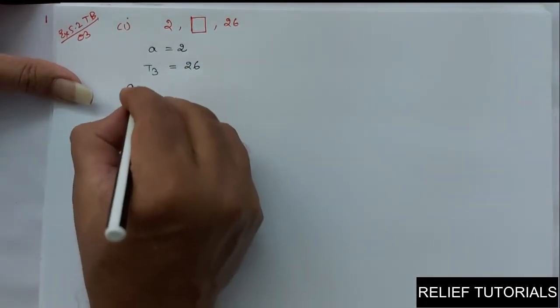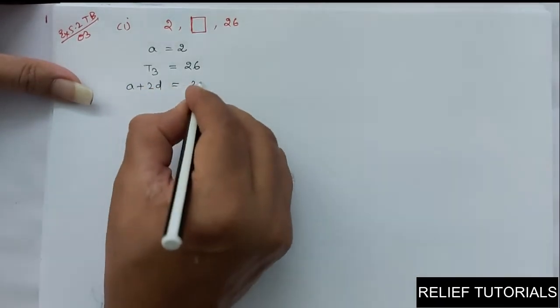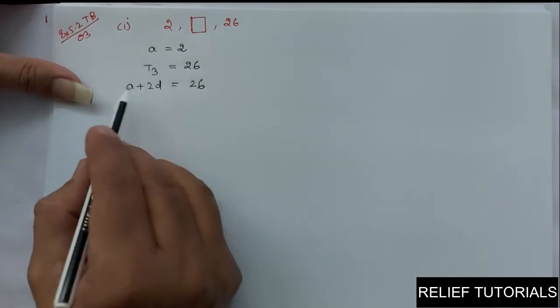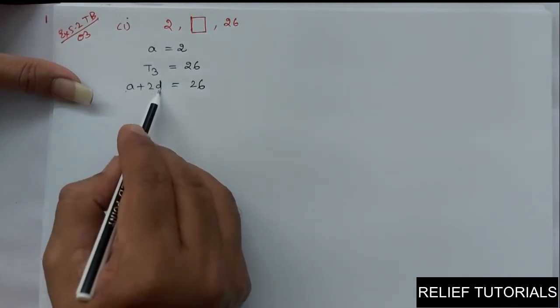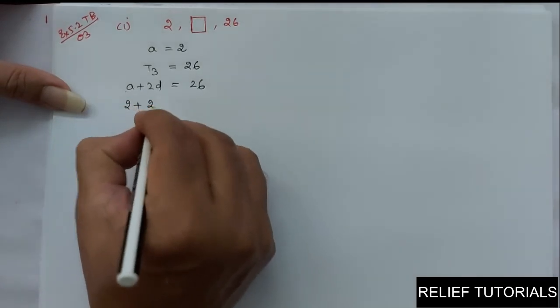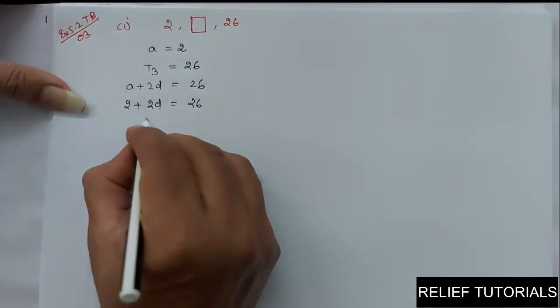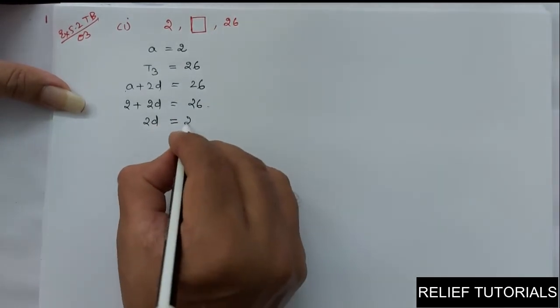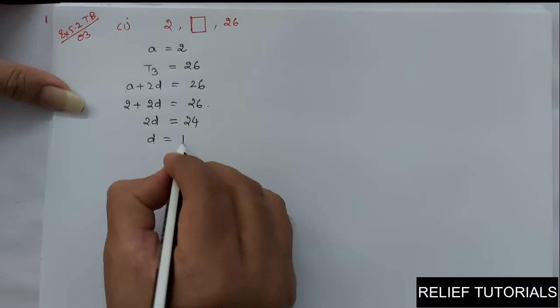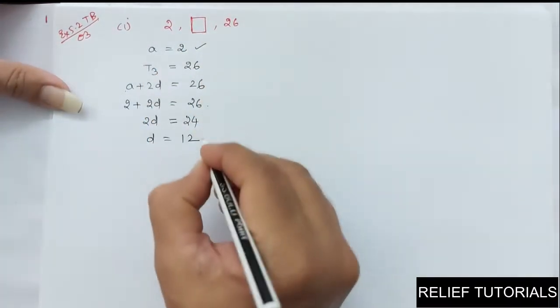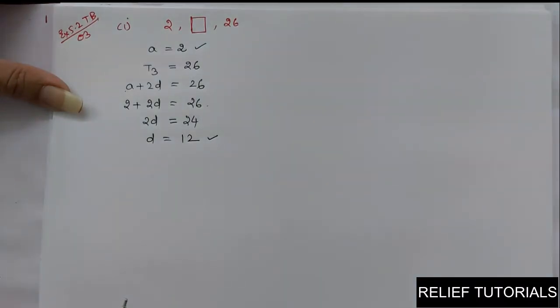T3 means A plus 2D is equal to 26. Two values are unknown here, A and D, but you have A. So you put in A as 2, and only one value will be unknown, D. So you can find D. Now 2 plus 2D is equal to 26, so 2D is equal to 26 minus 2, which is 24. So D is equal to 12. So you got A, you got D. If you have A and D, you can find any term of the series.